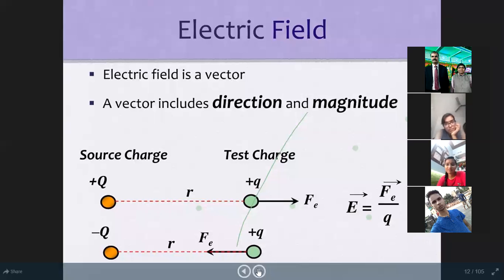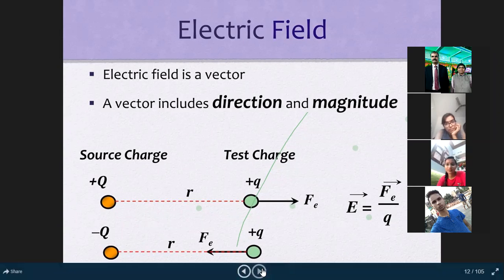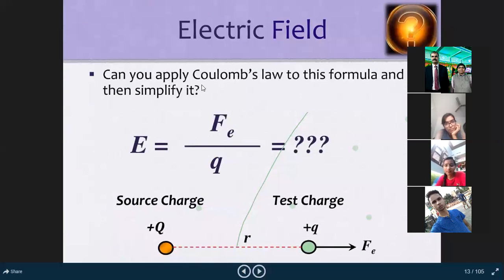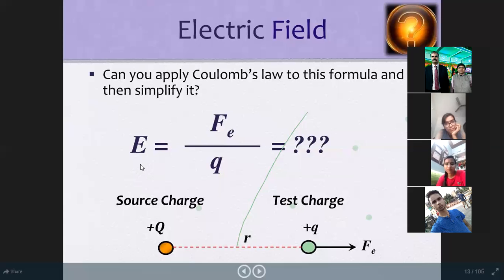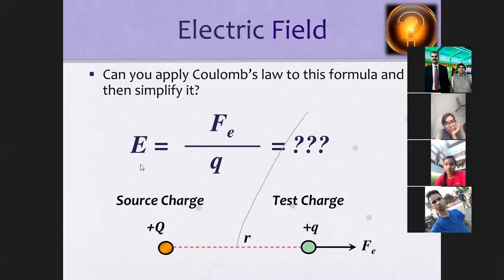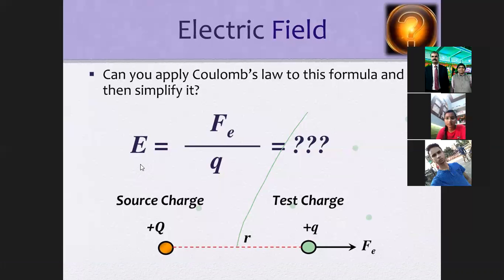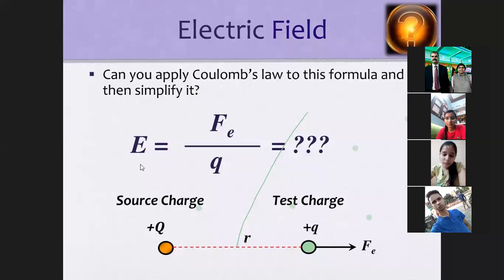And next, can you apply Coulomb's law to this formula and simplify it? Using electric field, we can derive Coulomb's law, and using Coulomb's law, we can derive electric field. All of you have understood electric field, what is electric field, and the physical formula for electric field. And if you have any question? Any question?